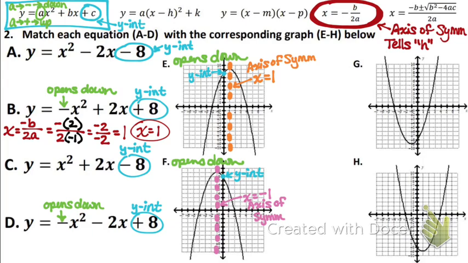Which one of those graphs had an axis of symmetry at 1? E. So this one goes with equation B. Just for practice, let's do axis of symmetry on D because I want to make sure that we know how to do it.